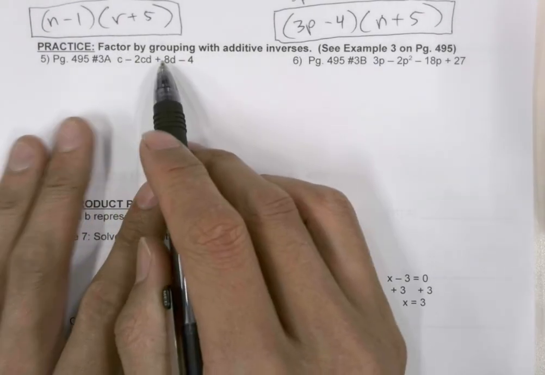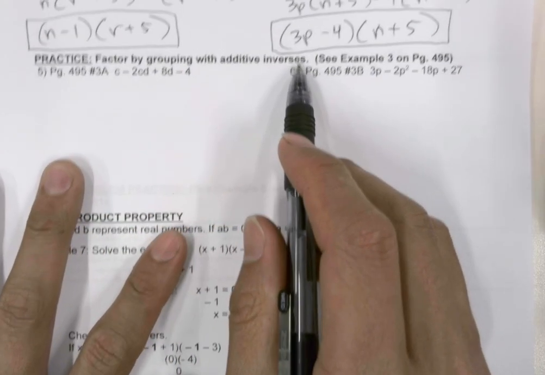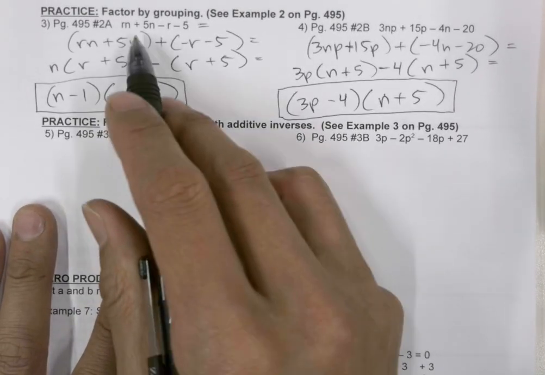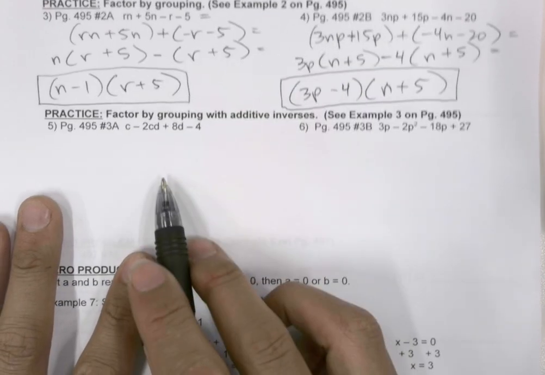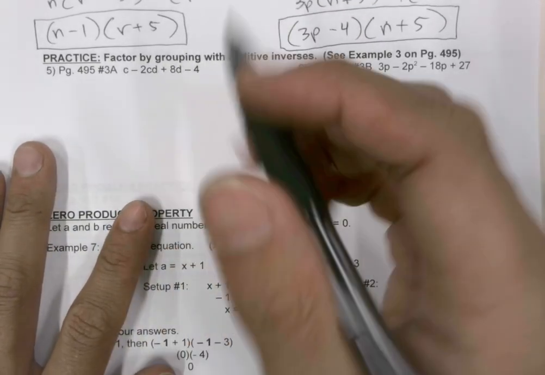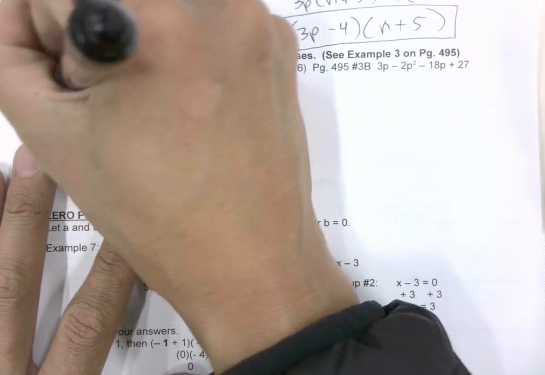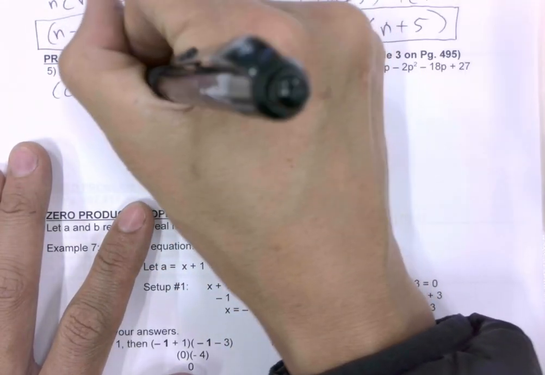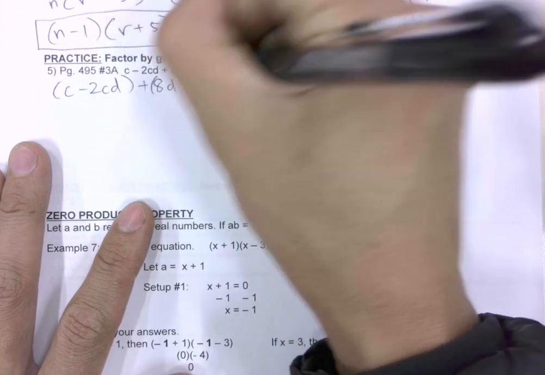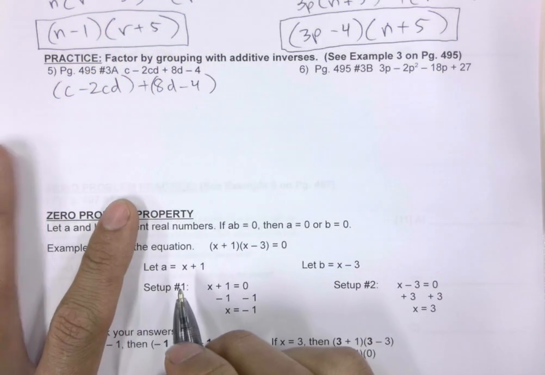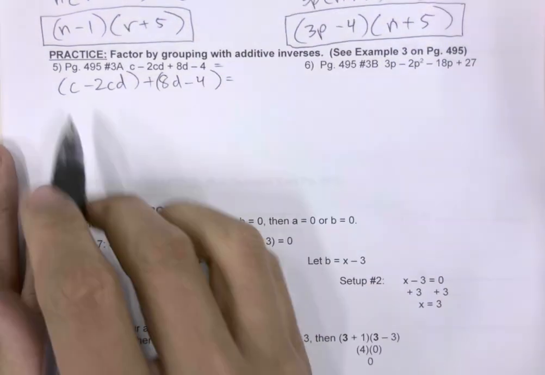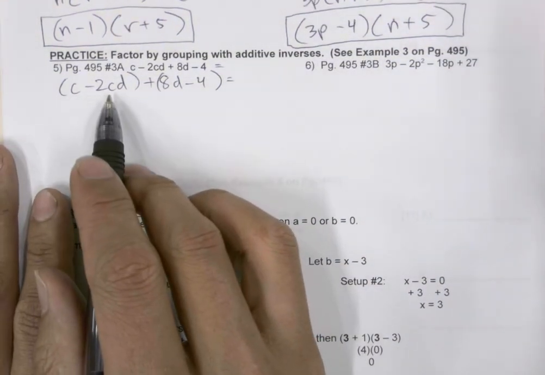So now we're factoring by grouping with additive inverses, so that adds an extra step. Let's go ahead and see how these work. It's going to work the same way as number 3 and number 4. We're going to factor by grouping, so it's going to be c minus 2cd in parentheses plus 8d in parentheses minus 4 parentheses. So we want to look and see what can we factor out of the first polynomial.